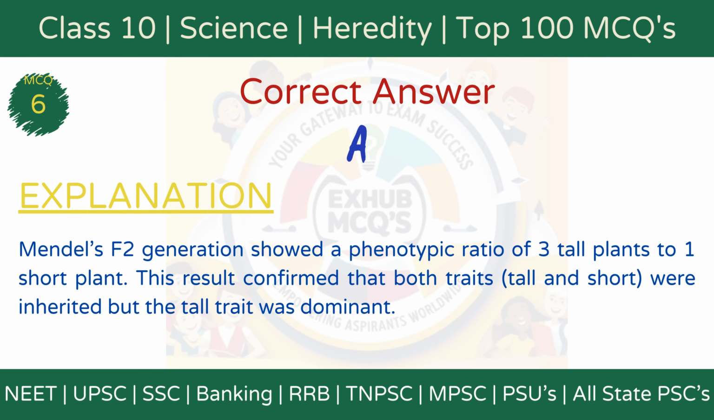The correct answer is option A, 3:1. Explanation: Mendel's F2 generation showed a phenotypic ratio of 3:1, confirming that both traits, tall and short, were inherited, but the tall trait was dominant.